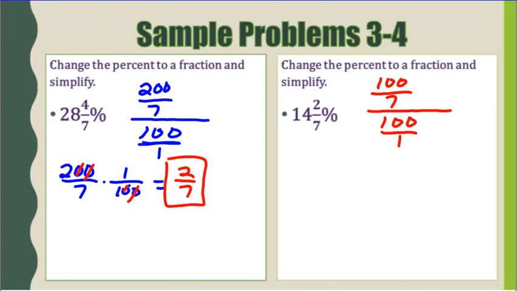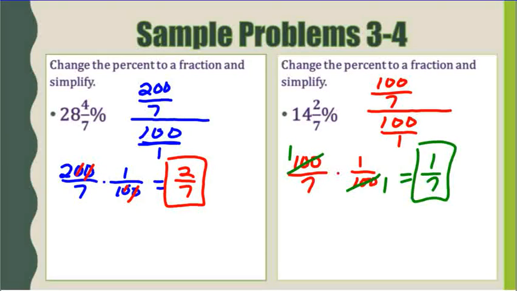And now I can do my division. So I start with the fraction in the numerator, 100 over 7, times the reciprocal of the base, which would be 1 over 100. The hundreds can divide out. I'm left with 1 times 1 is 1, 7 times 1 is 7. So our answer would be 1/7.